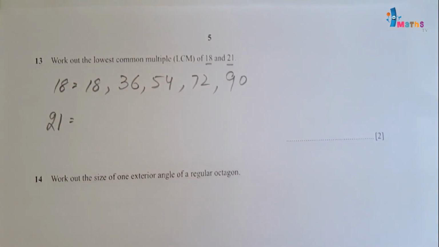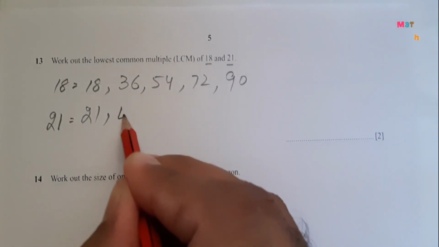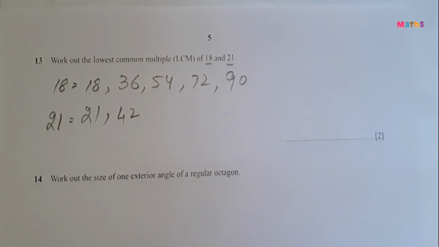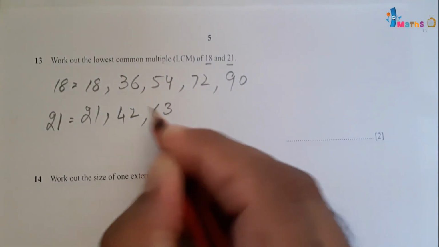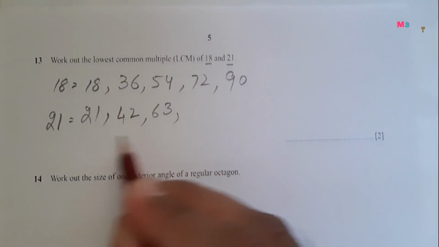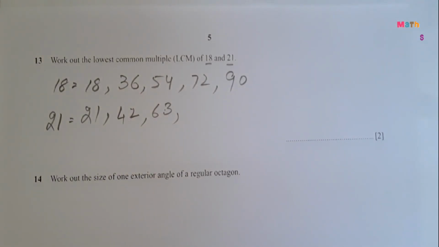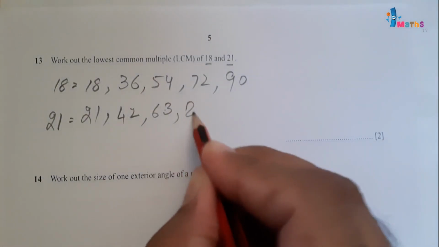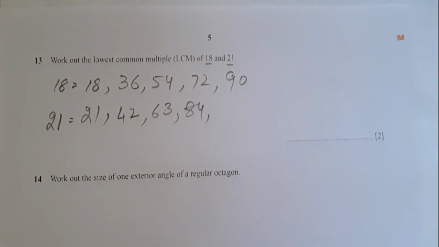multiples of 21 also. 21 multiplied by 1 will be 21. Then 21 multiplied by 2 will be 42. 21 multiplied by 3 will be 63. So side by side we are checking, there is no common multiple in these two till now. So 1 2 3, we have multiplied by 3. Now 21 multiplied by 4 will be 84, and 21 multiplied by 5 will be 105.